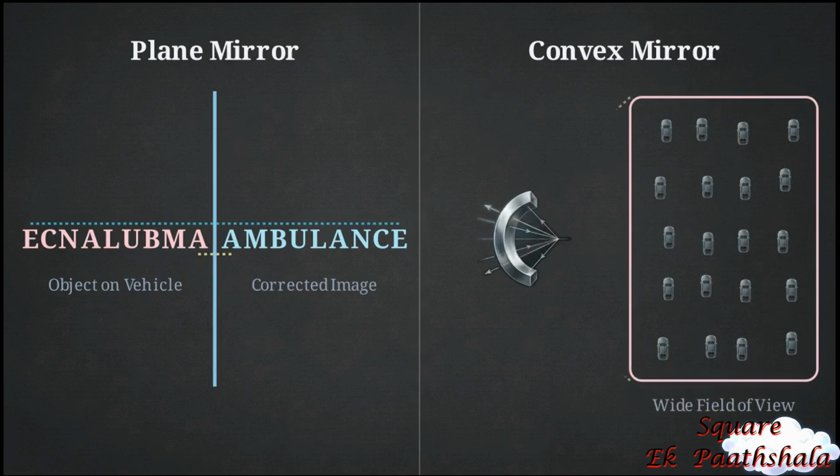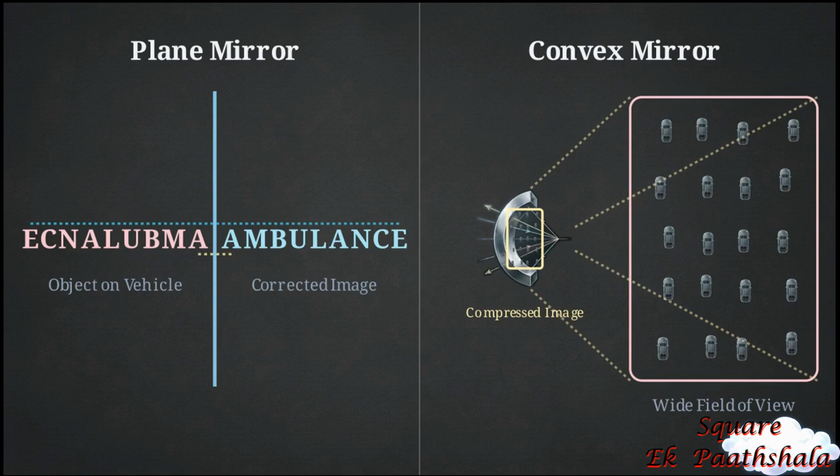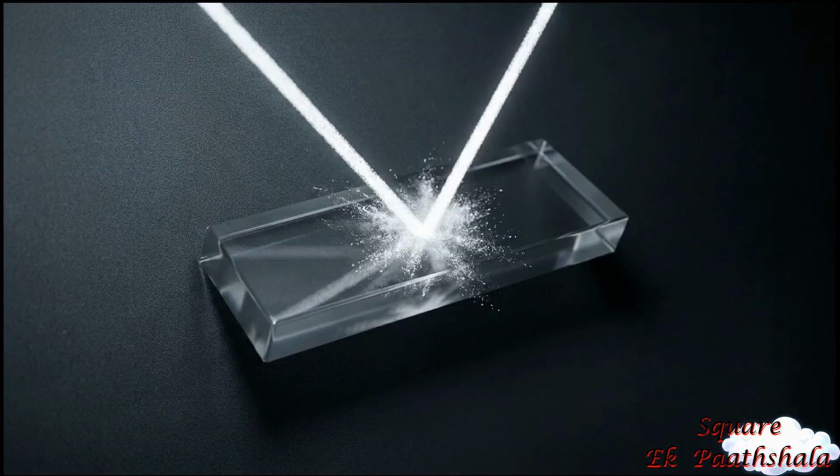On the right, a curved rear-view mirror compresses a massive wide-angle traffic scene into a tiny piece of glass to keep us safe. To understand exactly how to control and manipulate these optical illusions, we have to master the physical rules dictating how light bounces. We need to look closely at the laws of reflection.